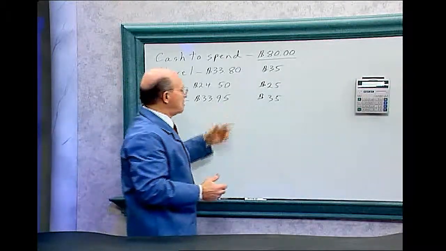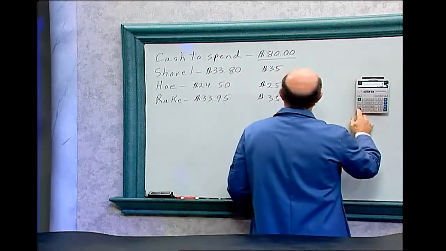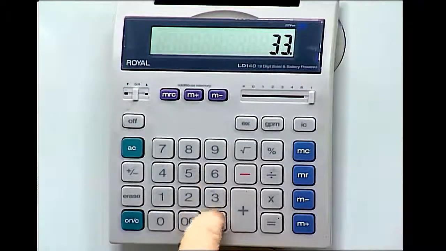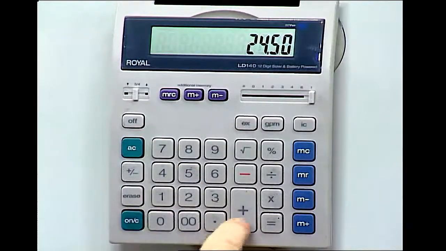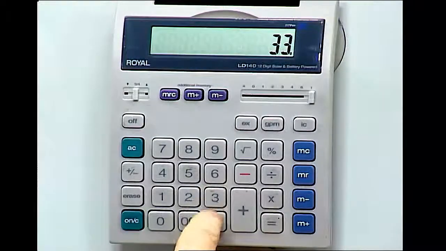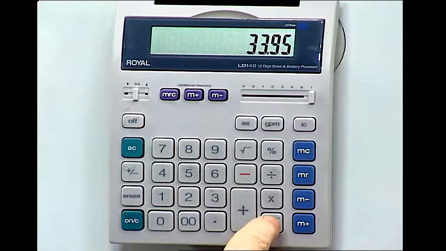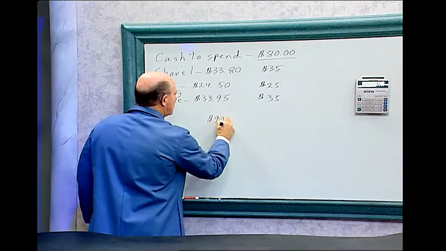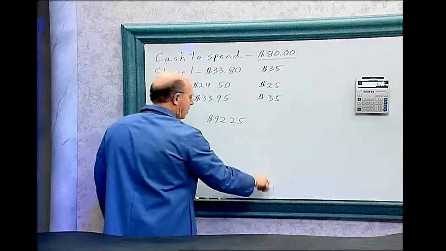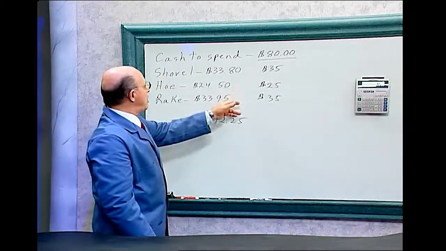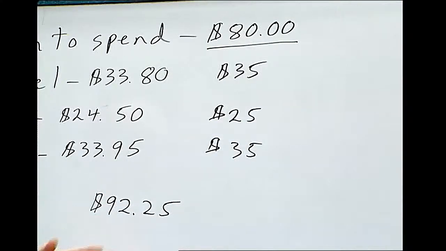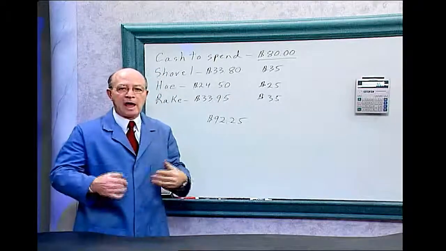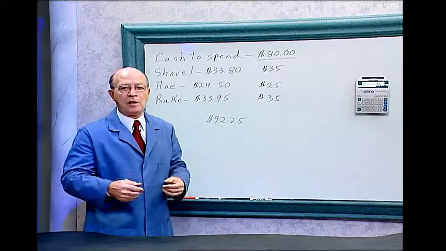Let's just add these three columns up together and see what we get here. That's $33.80 plus $24.50 plus $33.95 equals $92.25. And you can see by rounding up these numbers, this comes to about $95, and so you know that the answer is right. So get in the habit of thinking and estimating when you're doing your math.